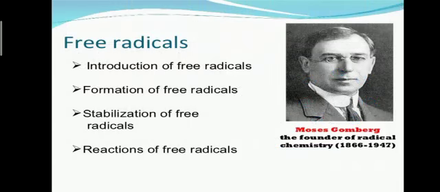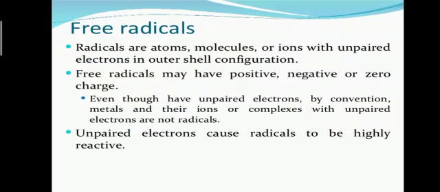Free radicals. What are free radicals? Free radicals are atoms or groups of atoms that have a single unpaired electron in an outer shell with no charge. It means, for example, a substance or an element contains two electrons and we separate one electron from it, the remaining electron will become unpaired.